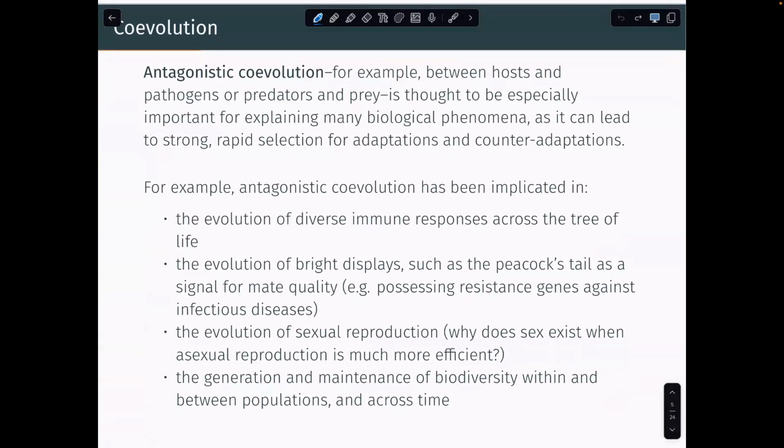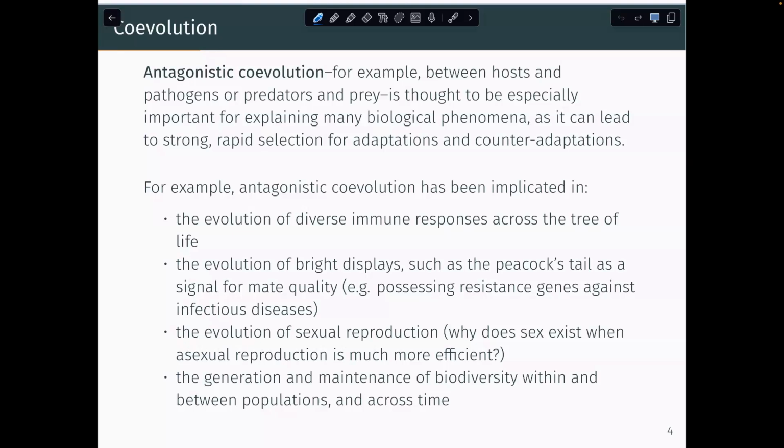I mainly think about antagonistic coevolution. For me, this is the most interesting area because antagonistic relationships can lead to very rapid adaptation and can help us explain lots of different biological phenomena. So antagonistic, basically thinking there's a victim and an exploiter. So host and pathogen, predator and prey, that kind of scenario. And it can lead to this very rapid selection for adaptations and counter-adaptations. So the idea of antagonistic coevolution has been implicated in lots and lots of different biological phenomena, things that you might not ordinarily think would perhaps be connected to, say, infectious diseases.